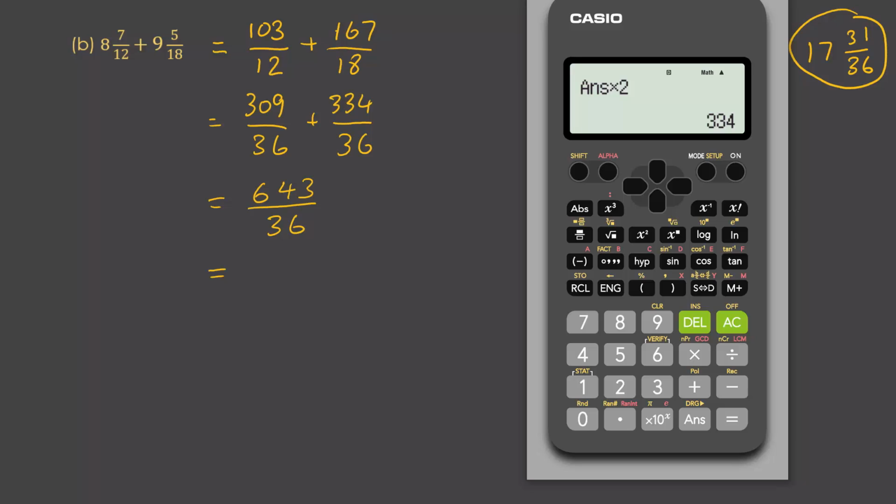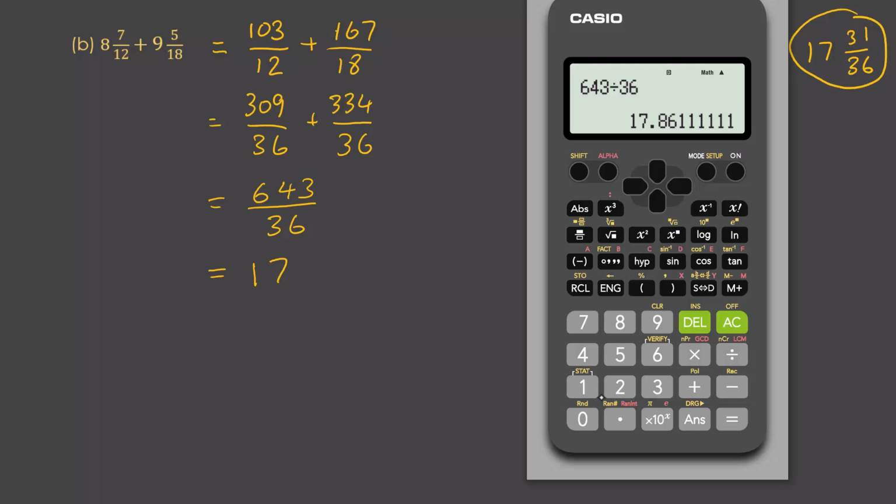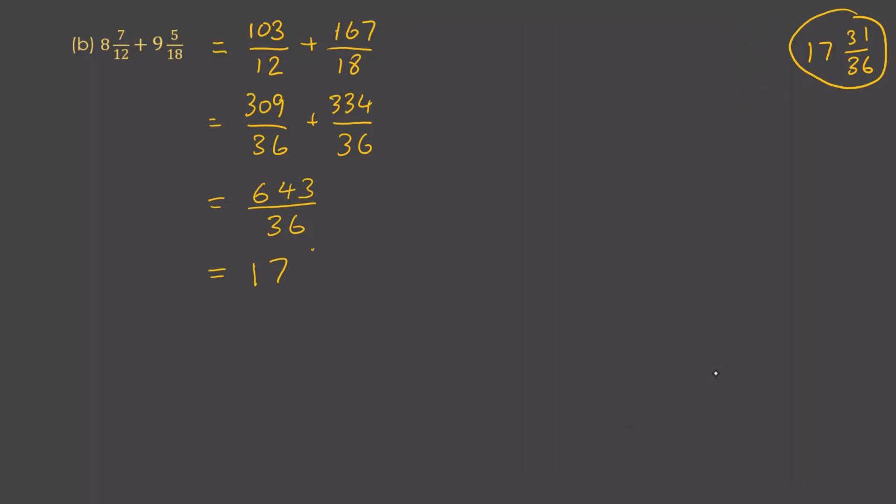Now, how many times does 36 go into 643? Offhand, I don't know without thinking about it. So 643 divided by 36, it goes in 17 whole times. And then we've got to do 17 times 36. What does that come to? 612. 643 take away 612 is 31. So I've got 17 and 31 36th, which is the correct answer.